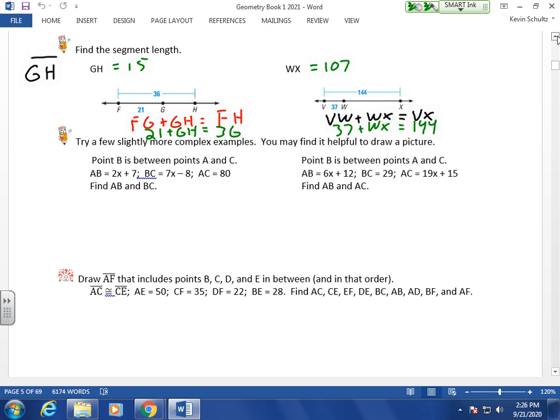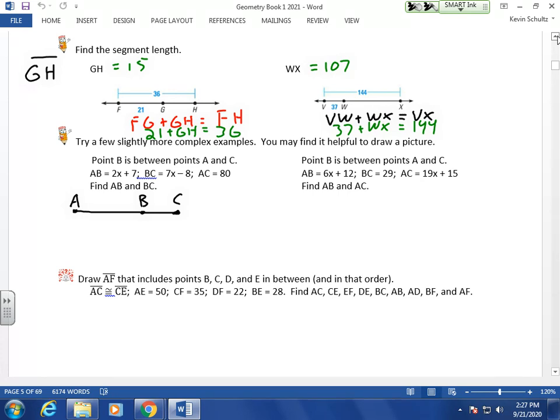All right, the next section. Try a few slightly more complex examples. You may find it helpful to draw a picture. Okay, so this says point B is between points A and C. I don't know how far point B is between A and C. Is it closer to A, closer to C, right in the middle? I don't really know. But if we're just drawing a sketch, it doesn't really matter. So here's A, here's C, and point B is somewhere between them. Okay, that's the relationship that first statement says here. Point B is between points A and C.